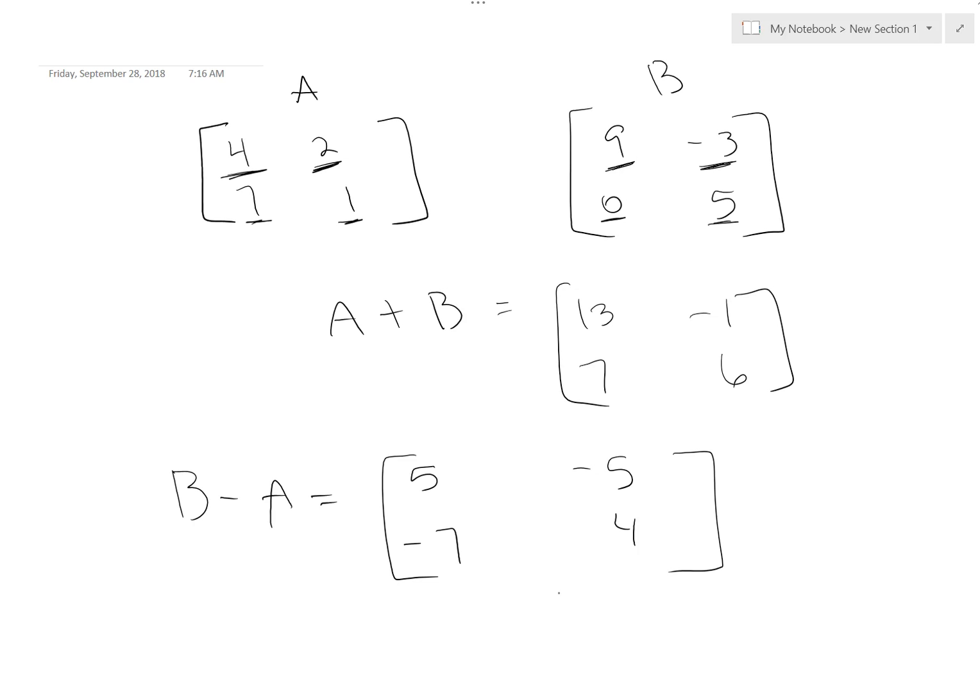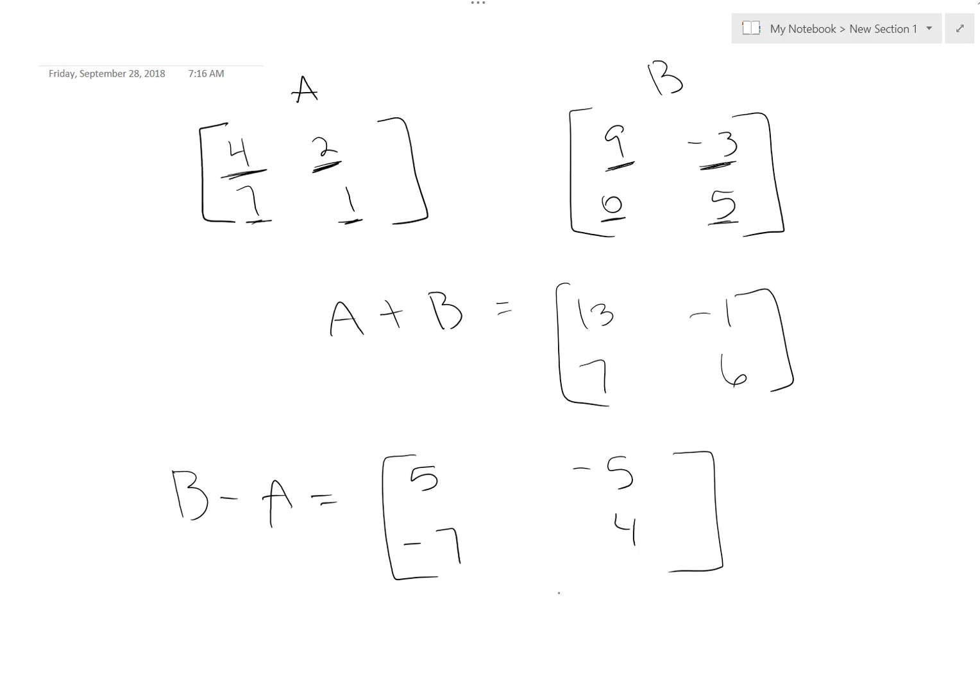Also know that sometimes things are not possible. Sometimes you cannot subtract them, or add them, if they don't have the same number of rows and columns.